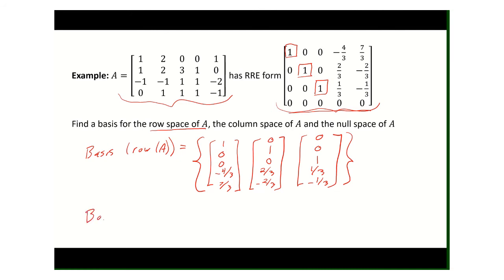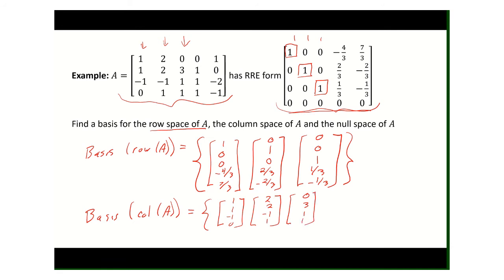What about your basis for the column space? Well, to get the column space, remember what we said? We take our columns that have pivot entries, and we take the corresponding columns from our original. So the basis for the column space is 1, 1, minus 1, 0. The second one, 2, 2, minus 1, 1. And the third column, 0, 3, 1, 1. That is a basis for the column space.